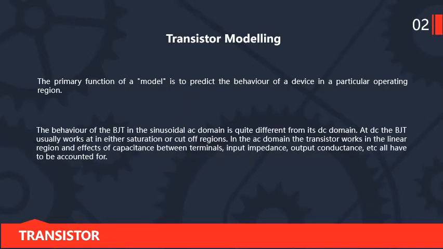The behavior of the BJT in the sinusoidal AC domain is quite different from its DC domain. At DC, the BJT usually works in either the saturation or cutoff region. In the AC domain, the transistor works in the linear region, and the effect of capacitance between terminals, input impedance, output conductance, etc. all have to be accounted for.